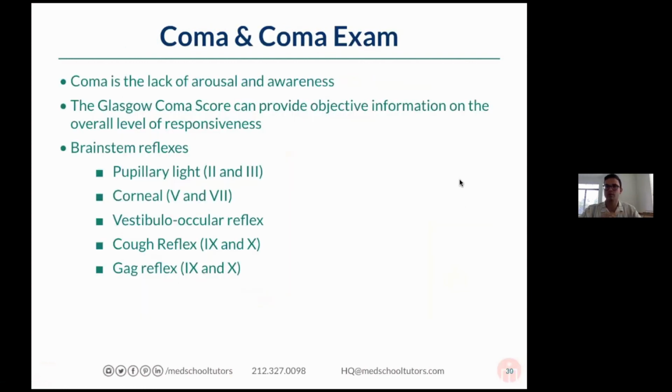All right, we talked about pupillary light reflex. So I just want to touch on the last reflex. I have 2 more slides.